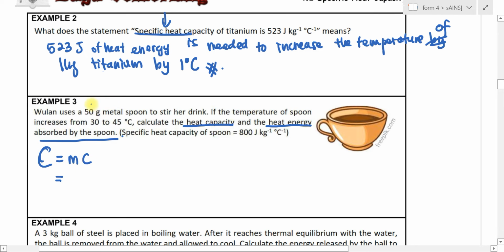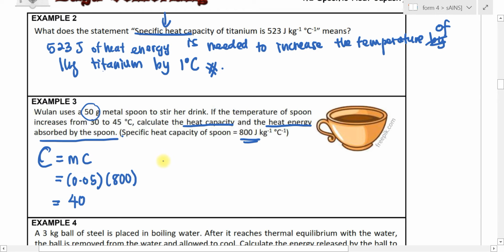So the mass tu 50 gram kita kena tukar lah. Divide 1000, so 0.05 kg. And the specific heat capacity of the spoon is given in the question, 800. Jadi berapa? 40. 40. Okay, very good.